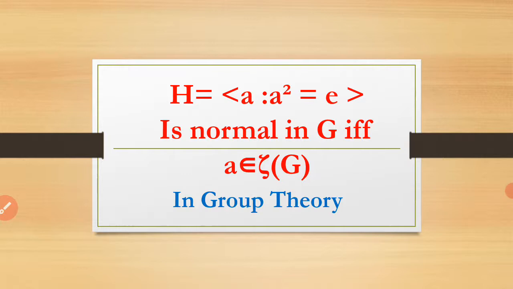Today inshallah we will study that if A is an element of order 2 and H is the subgroup generated by A, then H is normal in G if and only if A belongs to Z(G). Let's start.